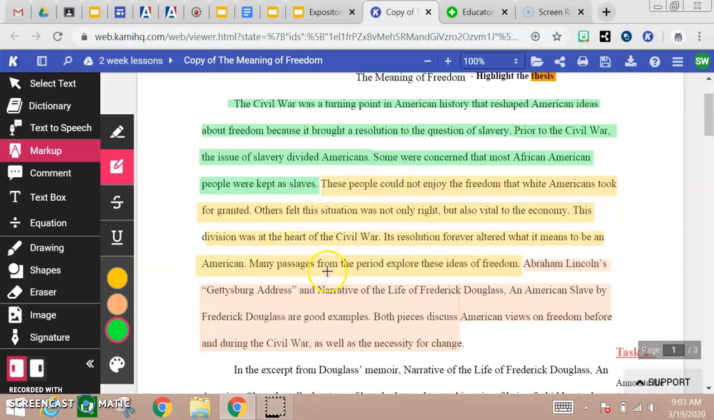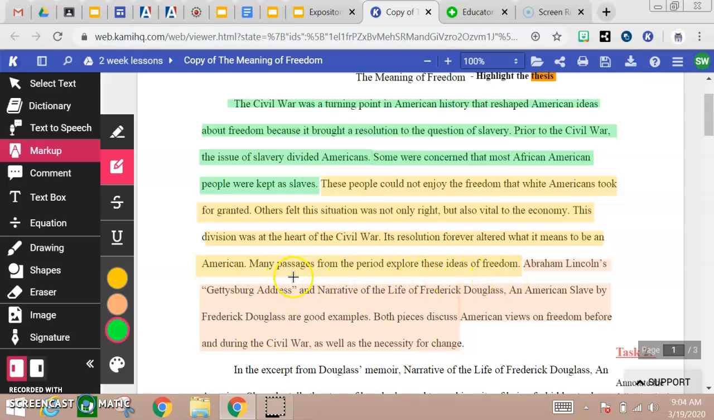I really think if I had to pick one sentence from here, it would be this one: its resolution forever altered what it means to be an American. So we have two sides. We have the side where African Americans couldn't enjoy the freedom that white Americans took for granted, and the opposite side, others felt the situation was not only right, but vital to the economy. So we have two sides creating division in the Civil War, and this is the heart of our topic: its resolution forever altered what it means to be an American. Many passages from the period explore these ideas of freedom.